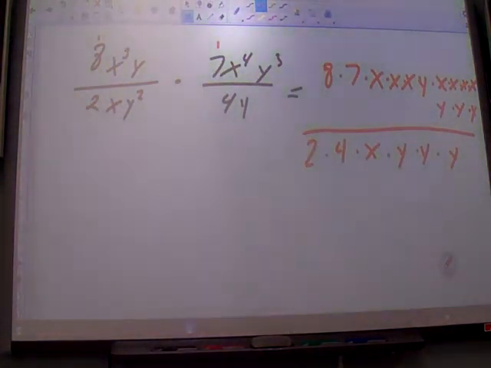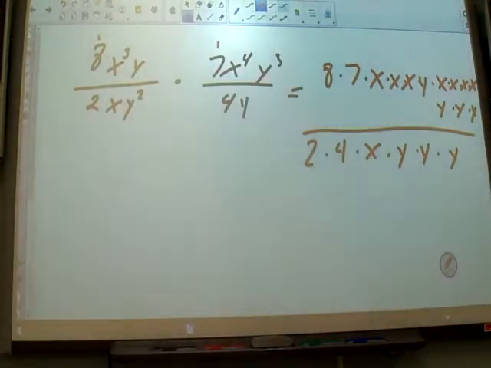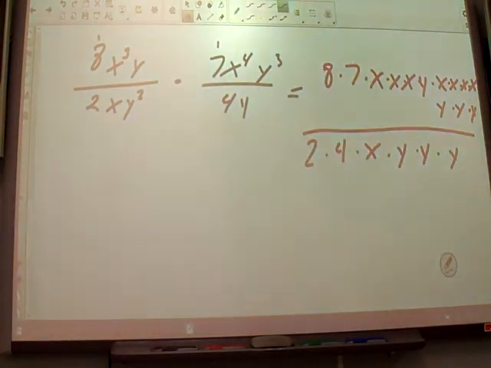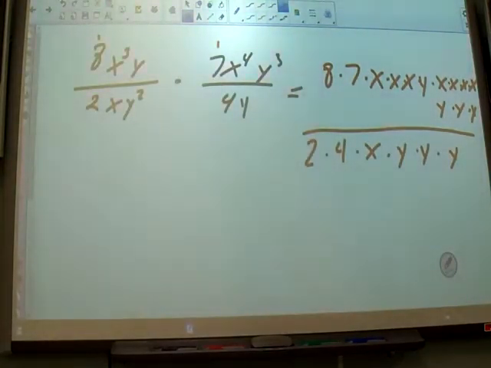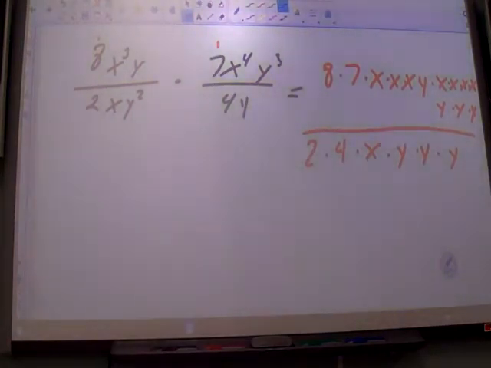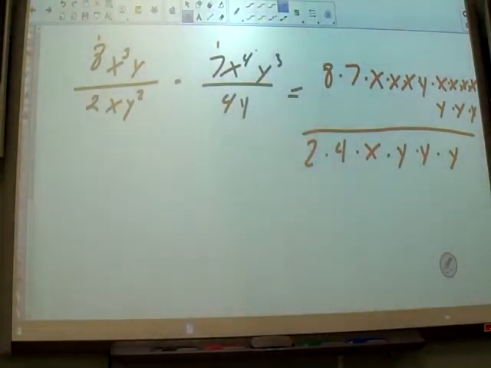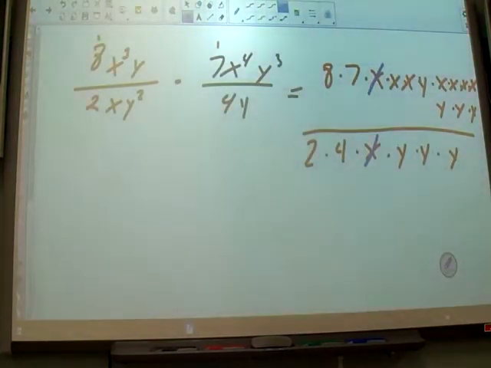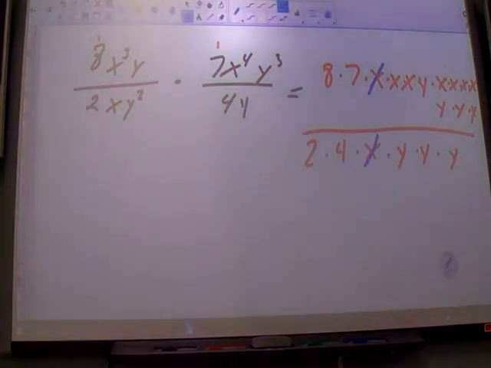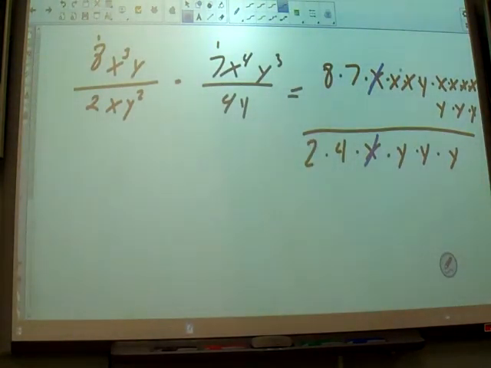Okay, but now what we'll be able to see, the reason I wrote them out this way is because if there's an x on the top, I can mark it out with an x on the bottom. If there's a y on the top, I can mark it out with a y on the bottom. So here I've got an x, here I got an x. Now are there any more x's on the bottom? So I can't mark out any more of these x's on the top. So let's count and see how many of them we got.